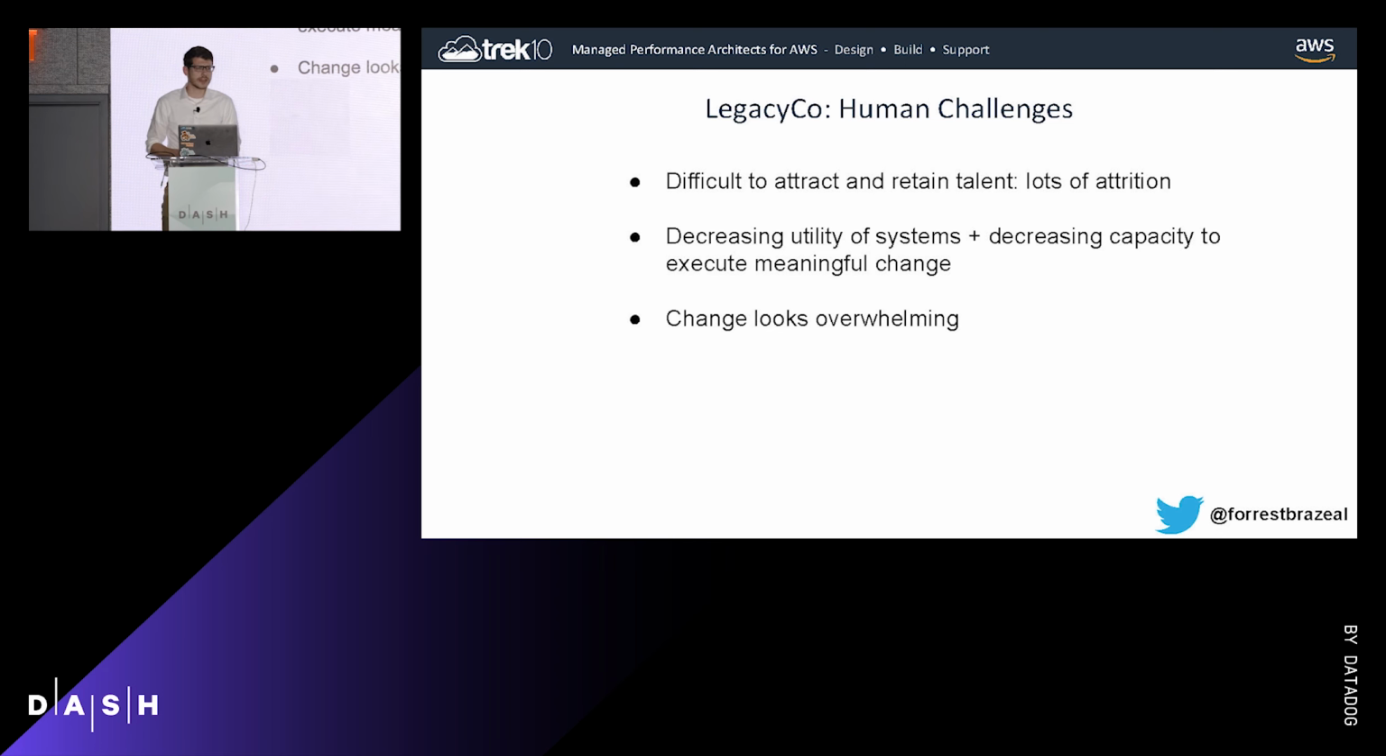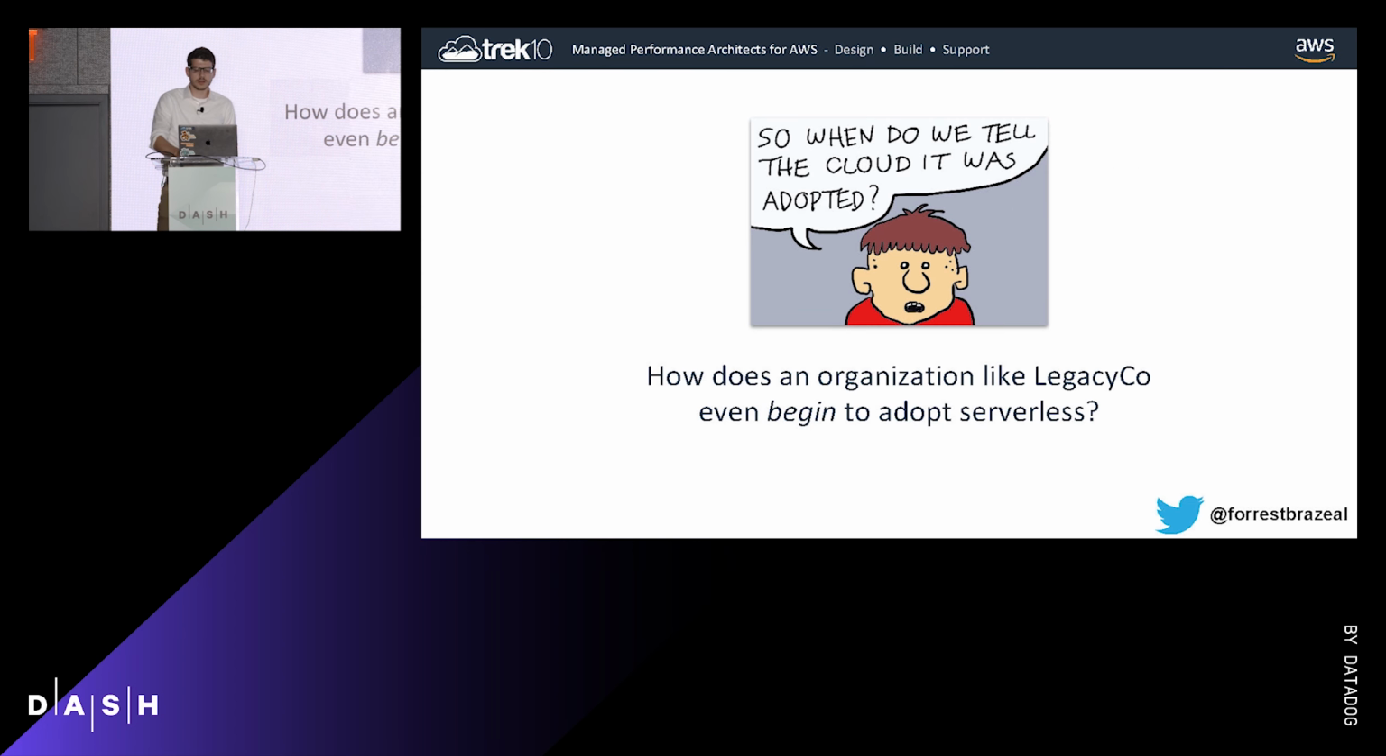But Legacy Co. understands, as any business does, that you can't stay in place. They're looking at the TCO and time-to-market innovations that their competitors have, and they're saying, how can I take advantage of this? I know I can't stay here forever, so how does an organization like Legacy Co. even begin to adopt serverless?